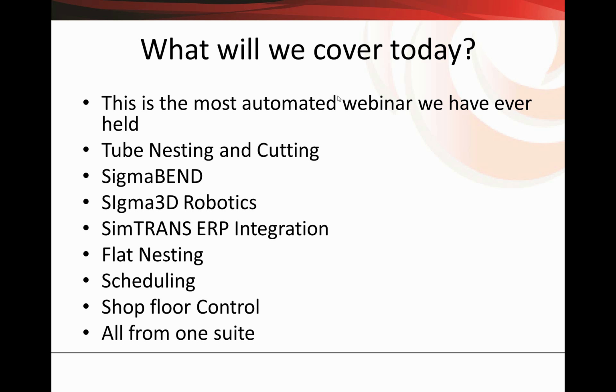So first things first, this is the most automated webinar that we've ever put together. Definitely the most automated webinar that I've been involved with, and really where we're pushing ourselves towards. Some of the things that you'll see that are very unique on here: we're going to take an entire trailer assembly that is just built in simple sheet metal and tubing. So it's going to be taken from the very beginning, the solid model, all the way through our tube nesting and cutting, then to what's called our Sigma Bend.